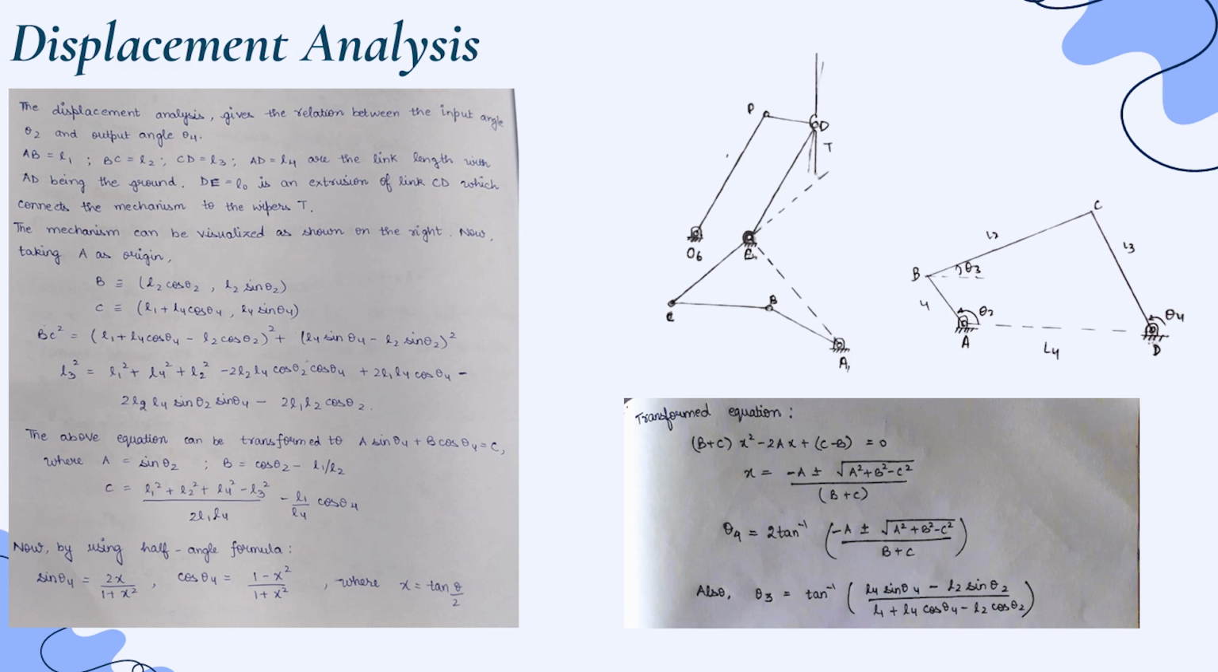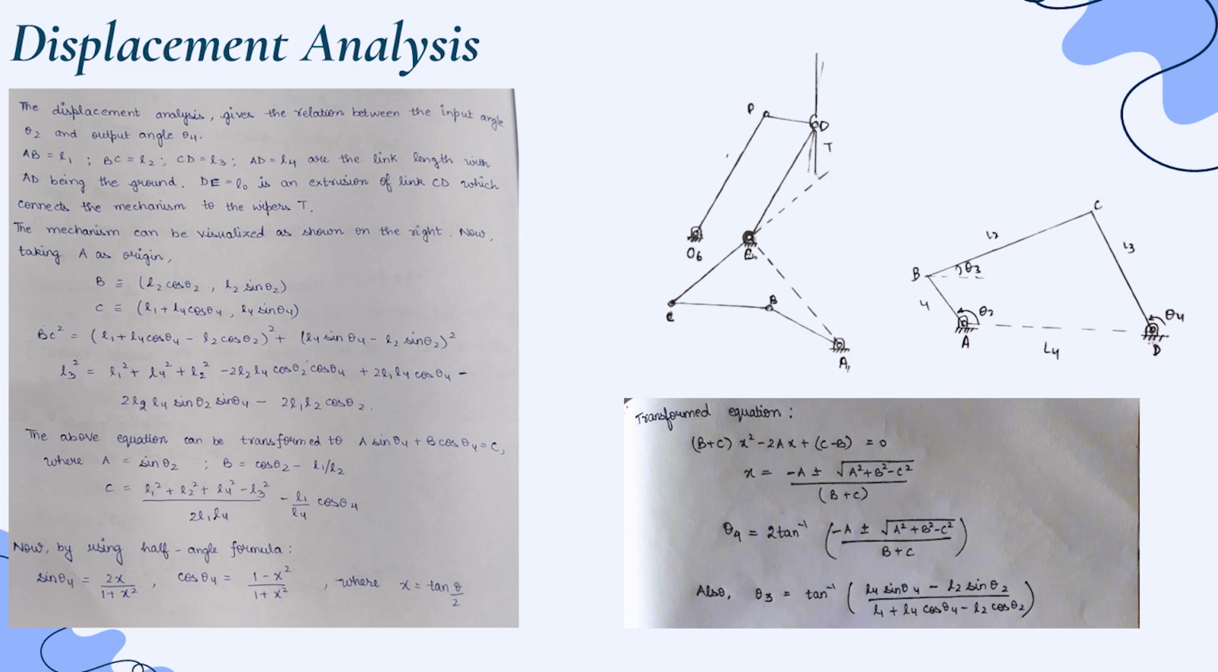Here we have taken A as the origin and we get the corresponding coordinates of B and C as follows. Now we'll apply the loop equation and we get BC square equal to (L1 + L4 cos θ4 − L2 cos θ2) whole square plus (L4 sin θ4 − L2 sin θ2) whole square. Now solving this equation further and transforming it to the form A sin θ4 + B cos θ4 = C, where A = sin θ2, B = cos θ2 − L1/L2, C = (L1² + L2² + L4² − L3²)/(2 L1 L4) − (L1/L4) cos θ4.